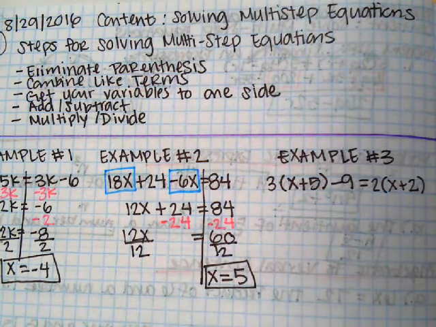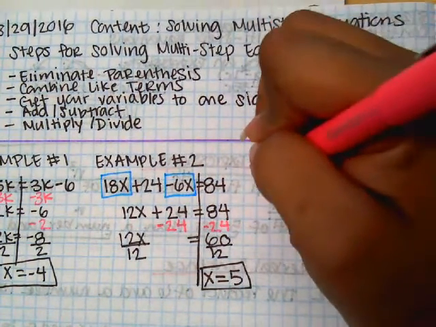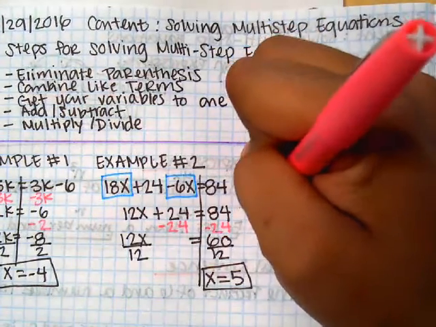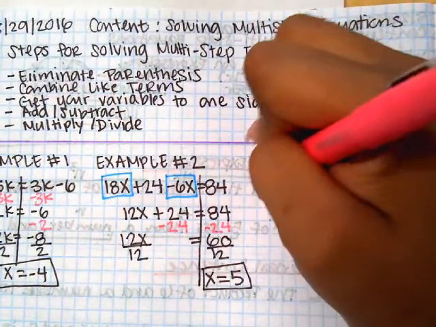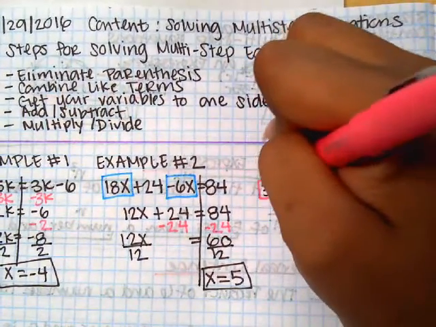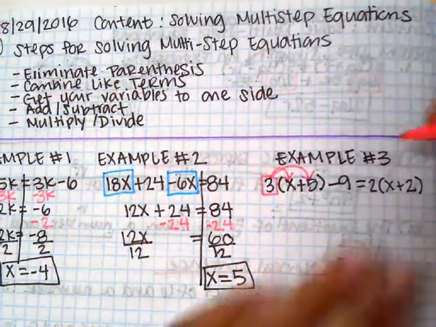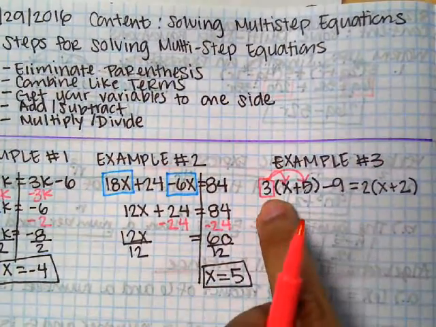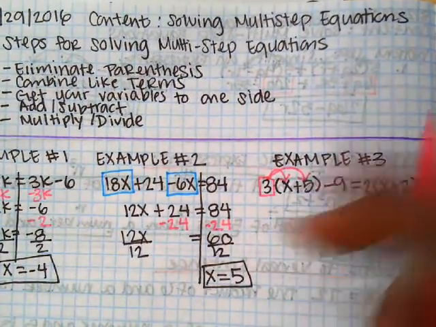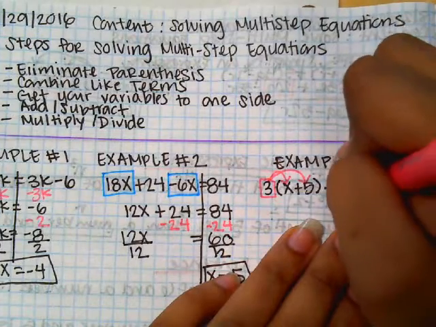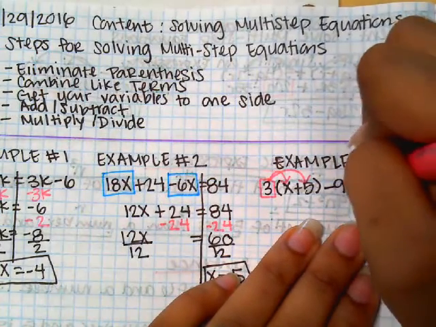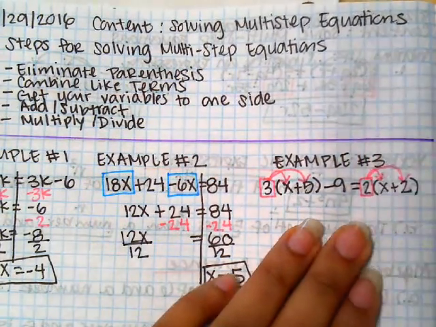My third step is to get the variables to one side. Remember I told you earlier, I typically like to move the smaller variable first. So this is my smaller variable, 2x. So I'm going to subtract that because it was positive. So if I had 3 x's and I subtract 2, I now only have 1x. So 1x plus 6 equals 4.